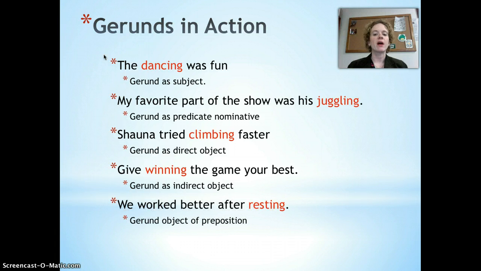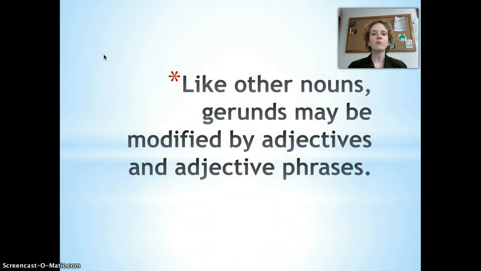We worked better after resting. Resting is the gerund, and in this case, it's the object of the preposition. So right there are all the different ways that you'll see a gerund being used in a sentence. Other things. Like other nouns, gerunds may be modified by adjectives and adjective phrases.